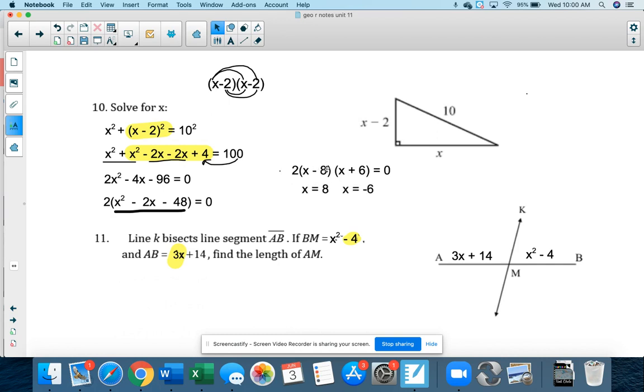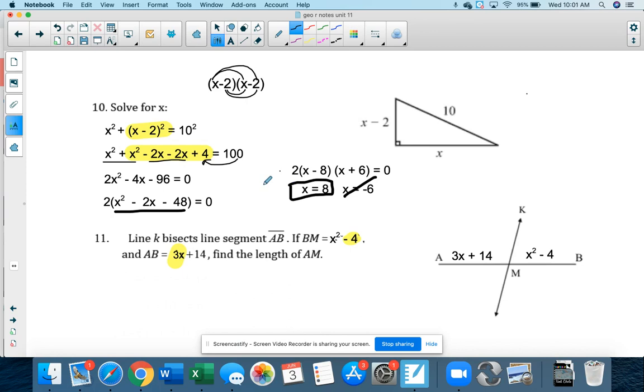So x minus 8 equals 0, and when I solve, I get x equals 8. And x plus 6 equals 0, and when I solve, I get x equals negative 6. Now, I can't have x equal to negative 6 because when I plug it in, that would result in the side of the triangle being negative, and it can't be. So I'm going to just put a line through that answer, and my answer is x equals 8.